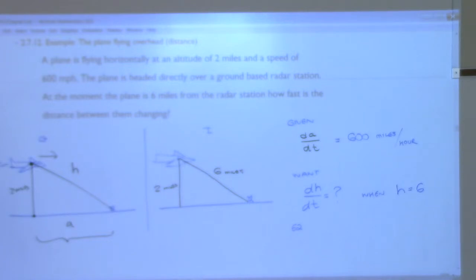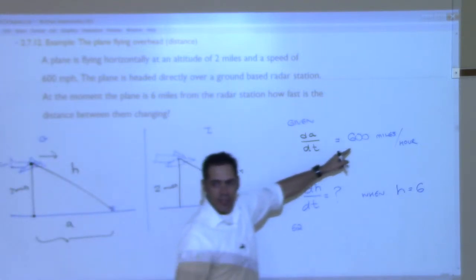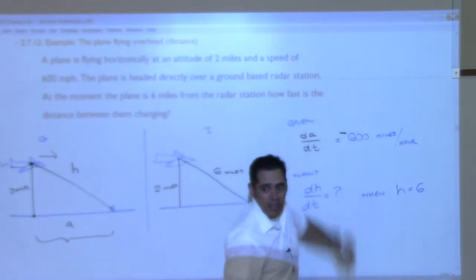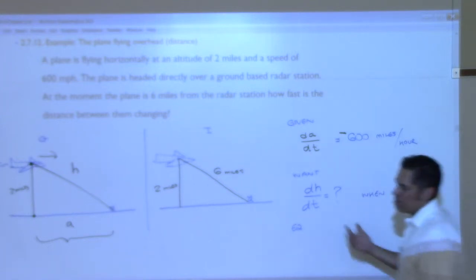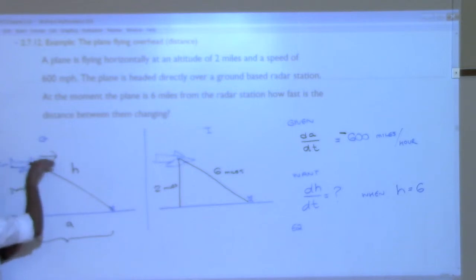There's one thing not right here, though. Is a growing or shrinking in this picture? It is shrinking, isn't it? And because a is shrinking, this rate of change needs to be negative. Okay? Because a is shrinking in the picture. Now, if you mess that up, your answer will be incorrect. So you have to pay attention to what's going on. So your picture should somehow indicate that a, as the plane flies over, will be shrinking. Got it?